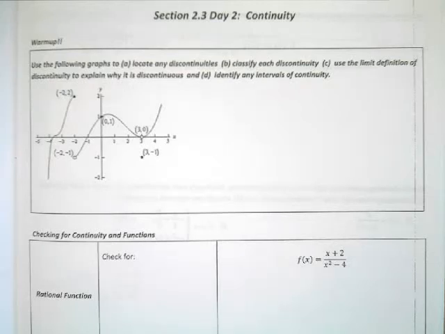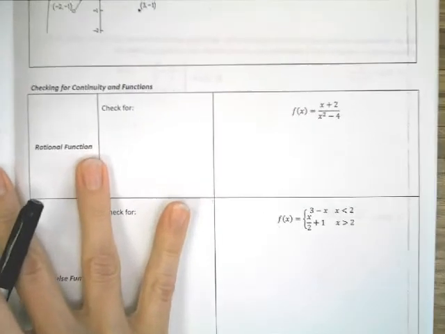Hey everyone, today we're going to keep working with this idea of continuity, but today instead of looking at a graph like the one we have here and identifying discontinuities and being able to classify them, today we're really going to focus on what to do if we have a function in terms of figuring out where it's discontinuous and the intervals on which it is continuous. So we're going to skip this warm-up for right now and we're going to jump down here to looking at some functions.